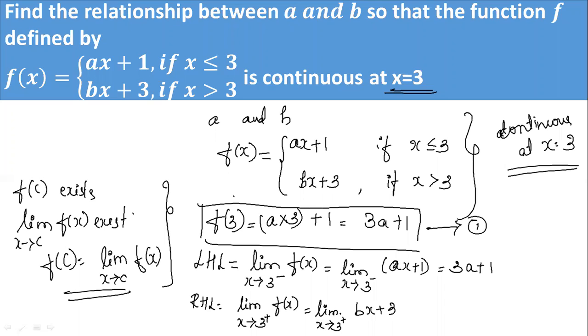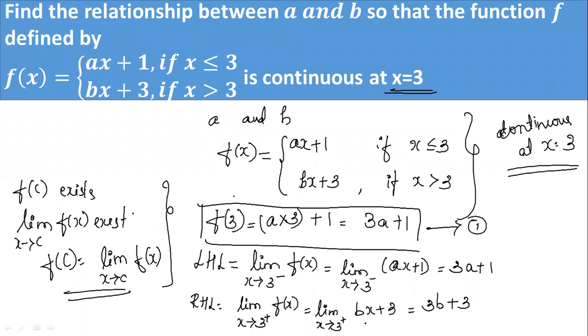From the right means you are taking a value which is slightly greater than 3. You are taking a value which is greater than 3, not very much greater than 3, the immediate next number. So that becomes approximately equal to 3b plus 3. That is equal to 3b plus 3. So I have left hand limit, I have right hand limit.